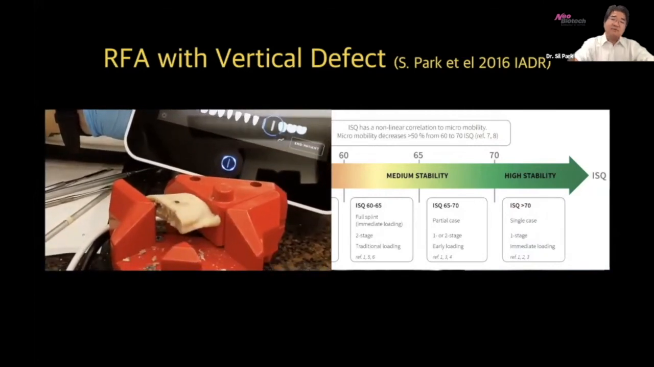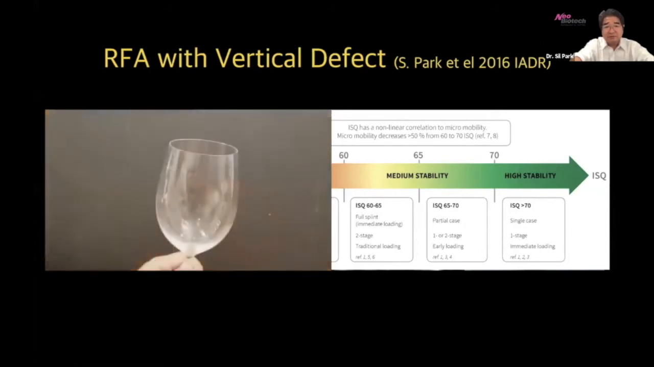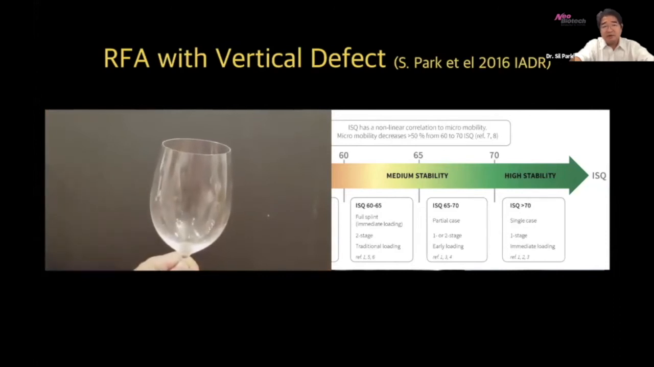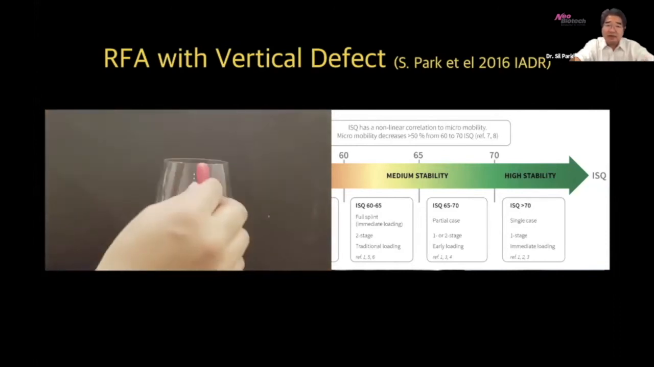Now, as you can see, the numbers are like 61 and 63. That is a medium stability number. So they're saying that even early loading is possible. But as you can see over there, there's no stability at all, even though the number is really high, right? So then can we trust those RFA, those ISQ numbers? So I tried to find out the reason, and now let me share why this is happening.